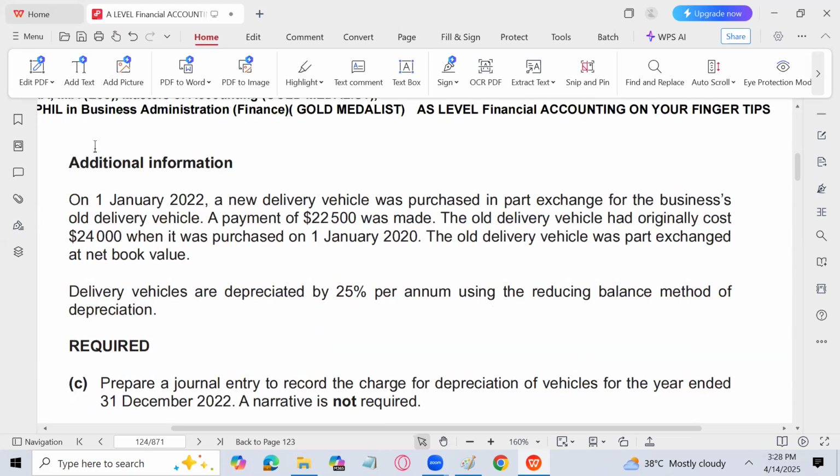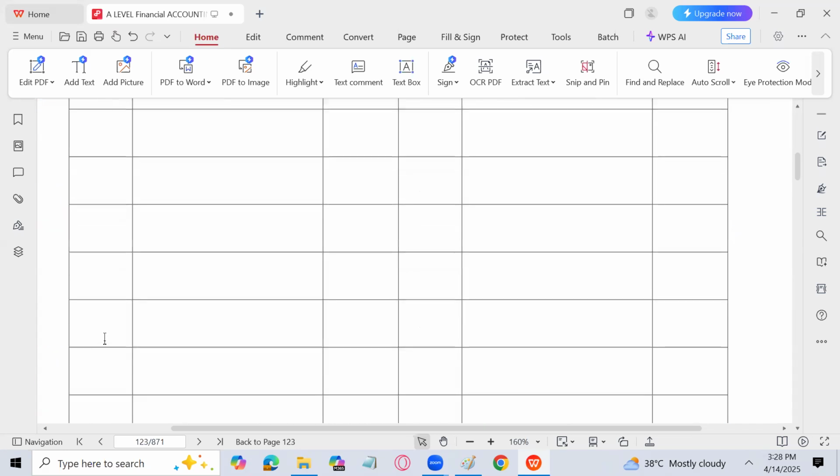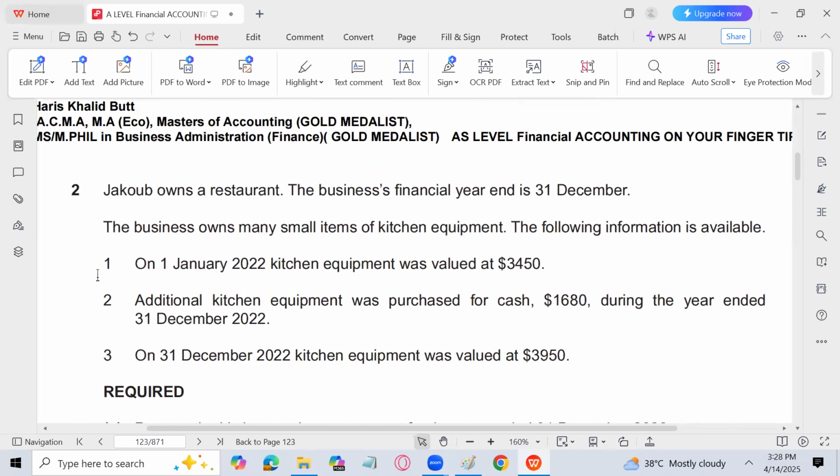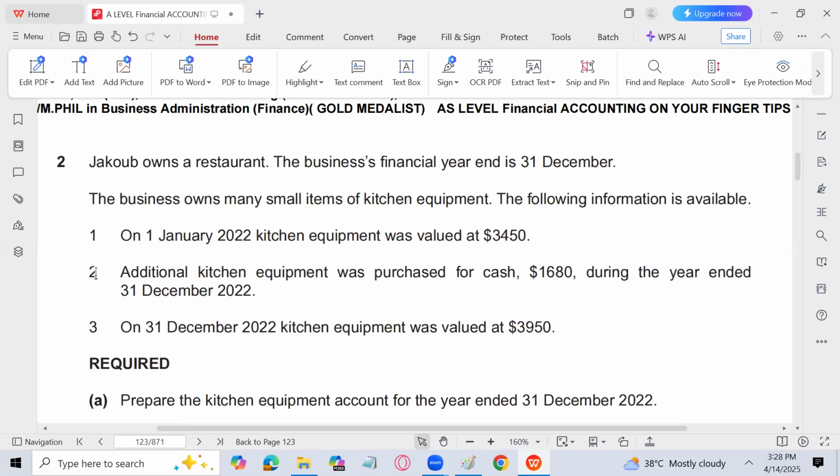So let's see. On 1st January 2022, Jacob owns a restaurant. The business financial year end is 31st December, so it's a normal financial year. The business owns many small items of kitchen equipment. The following information is available.